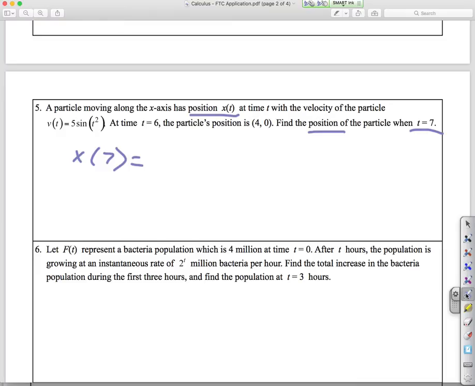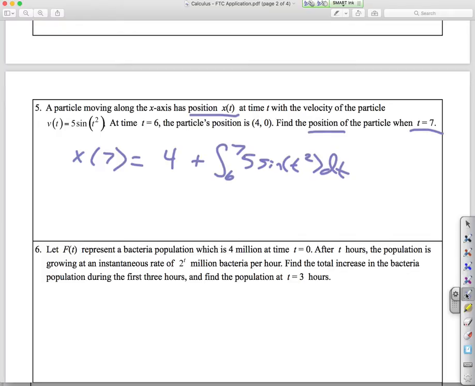Alright, Hunter, set it up for me to find that. 4 plus the integral from 6 to 7 of 5 sine of t squared dt. Perfect.